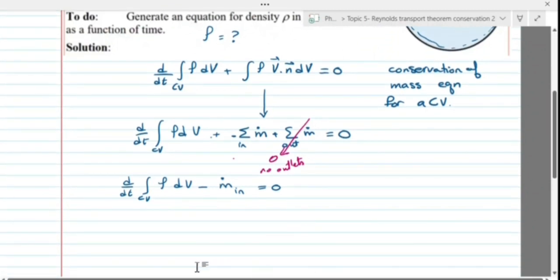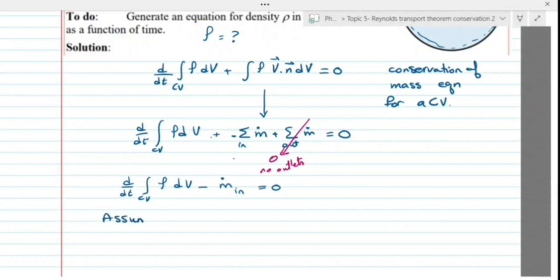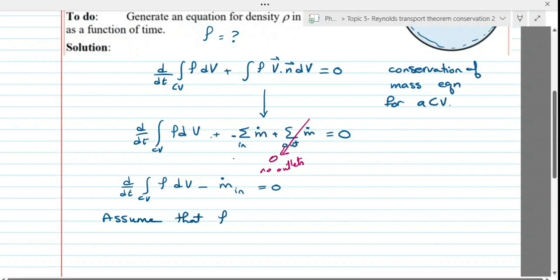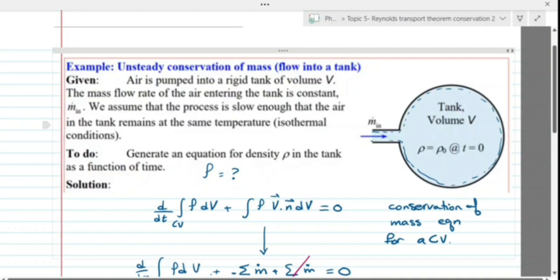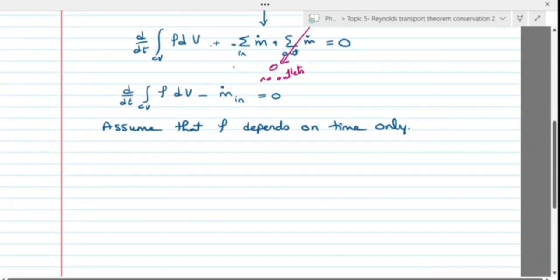Now let's see how we can further simplify our equation. I'm going to assume that rho depends on time only. And this assumption is completely valid because if you look at our situation here, air is being pumped into this tank, and I can totally assume that the density here is the same everywhere with respect to position. It's not varying at different locations. It's only varying with time as more and more mass is pumped into this tank. So the density is actually increasing uniformly everywhere with time. So rho depends on time only.